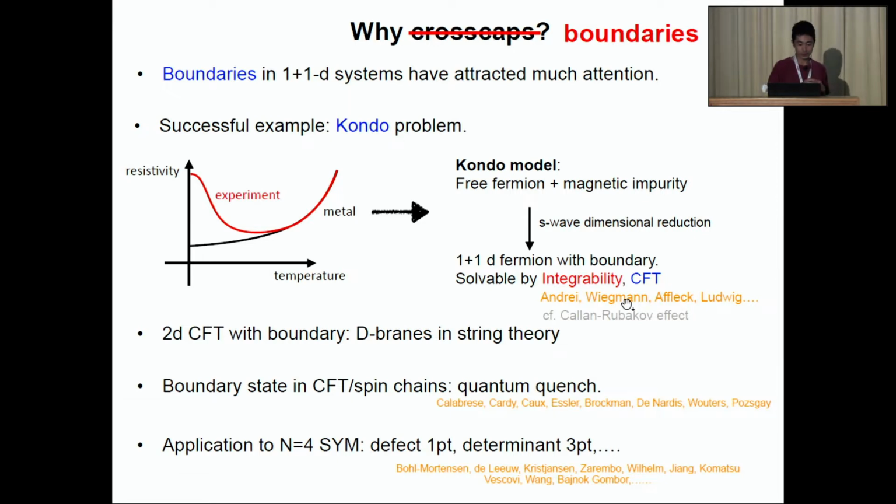From the high energy point of view, boundaries in 1+1 dimensional systems are also important because we know that 2D CFT with boundary is related to D-branes in string theory, as Kostya explained in the previous talk. More recently, there has been a lot of literature on the boundary state in CFT and spin chains, because you can use it as the initial state for the quantum quench problem. And even more recently, these boundaries in 1+1 dimensional systems made an appearance in N=4 super Yang-Mills, as Kostya explained, for example, in the analysis of defect one-point functions and determinant three-point functions.